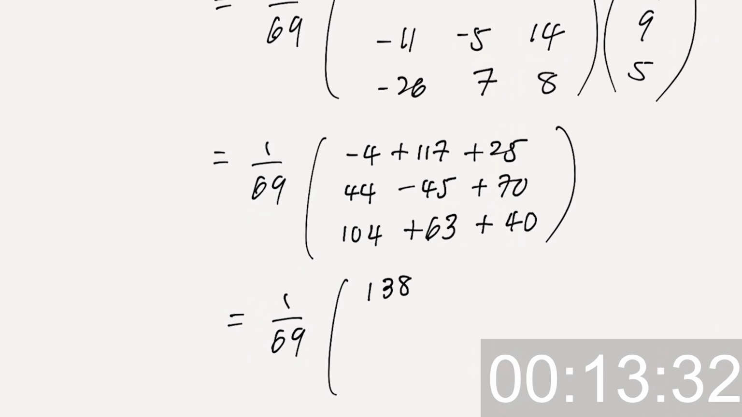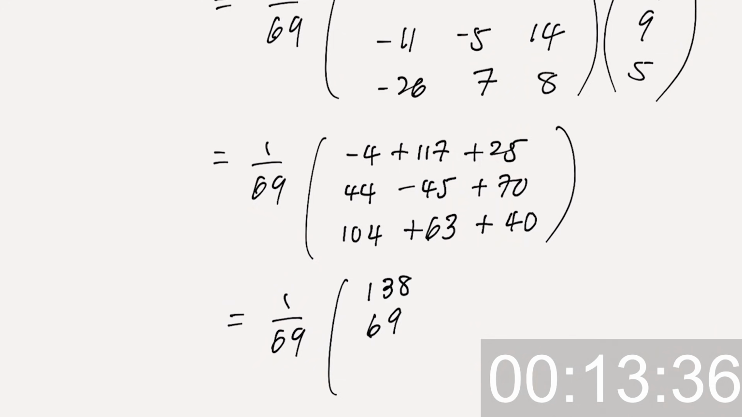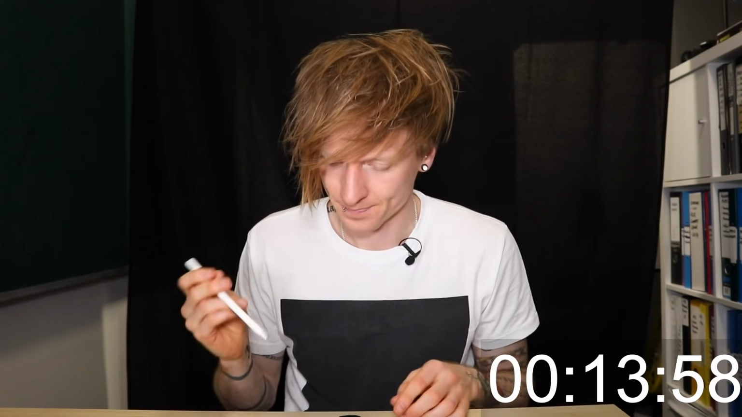Good. 44 minus 45 plus 70, so that's 69. And then 104 plus 63, 167, 207. Yes, that works, because then they're all going to simplify to give me nice numbers. So I think the answer is, I'm glad that I've got nice numbers. This gives me confidence that my inverse might potentially be correct. So I think x is 2, y is 1, and z is 3.